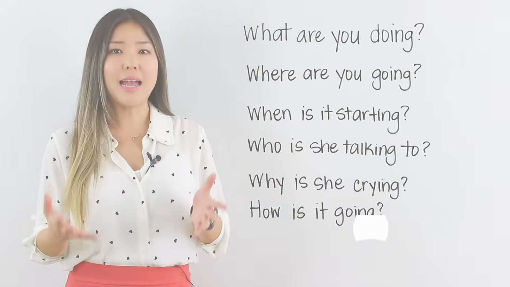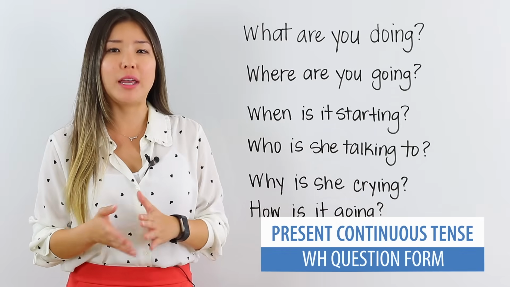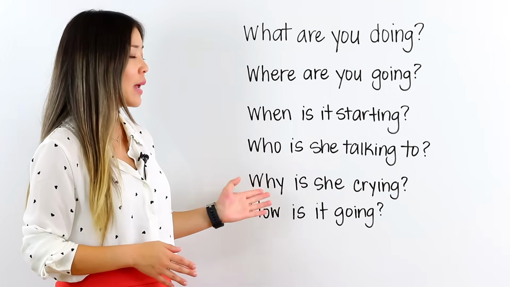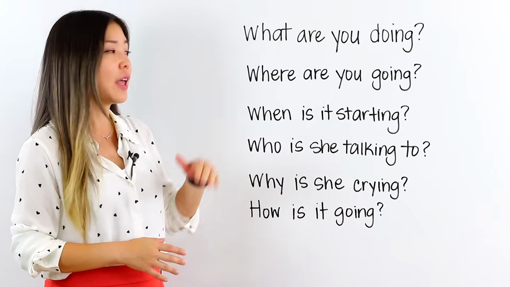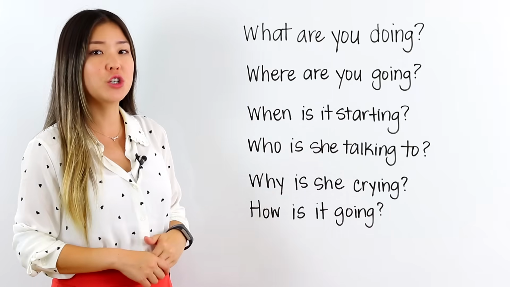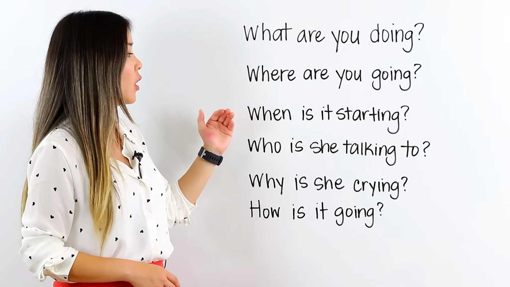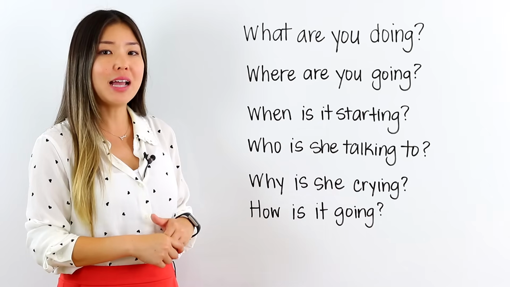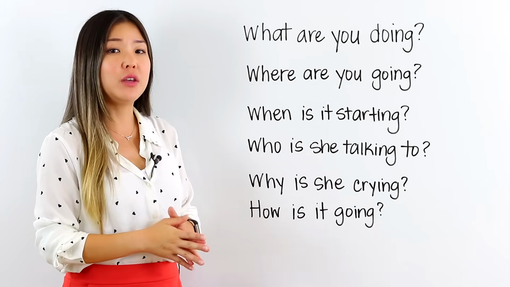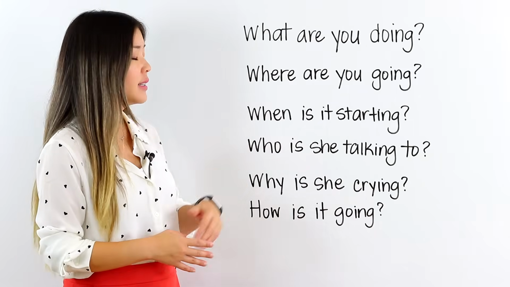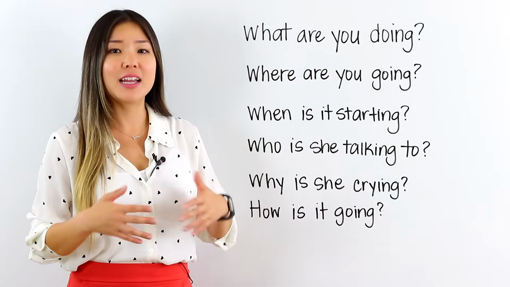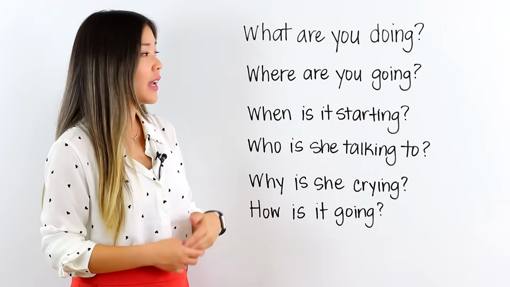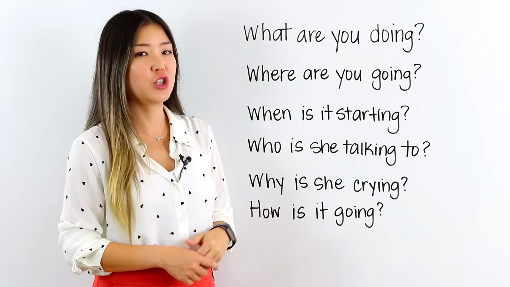Let's move on. Now, let's talk about the WH question form for the present continuous tense. I have some examples here, and you'll notice that we start with the WH questions: what, where, when, who, why, and how. What comes after? You'll notice it's the be verbs: are, is, and if the subject is I, am. So, after that, you have the subject, and then the verb ing.